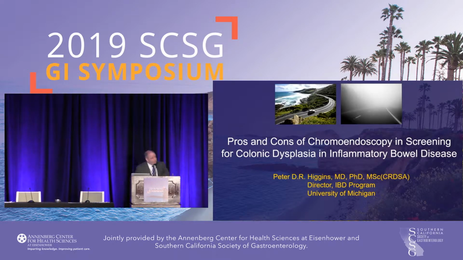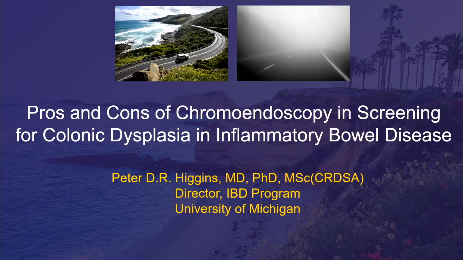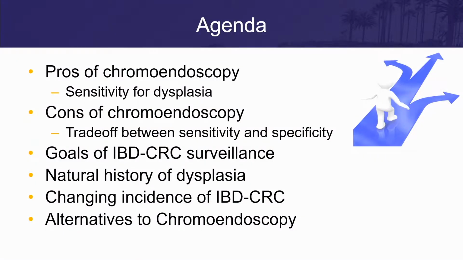So I'm going to talk first about the first half, the pros and cons of chromoendoscopy in screening for colonic dysplasia and IBD. The pros of chromoendoscopy: it has very high sensitivity for dysplasia. Unfortunately, there's a trade-off between sensitivity and specificity that's really important to think about, and we're going to talk about that a lot. And think about the goals of IBD-CRC surveillance and the natural history of dysplasia, the changing incidence of IBD-CRC, and alternatives to chromoendoscopy.